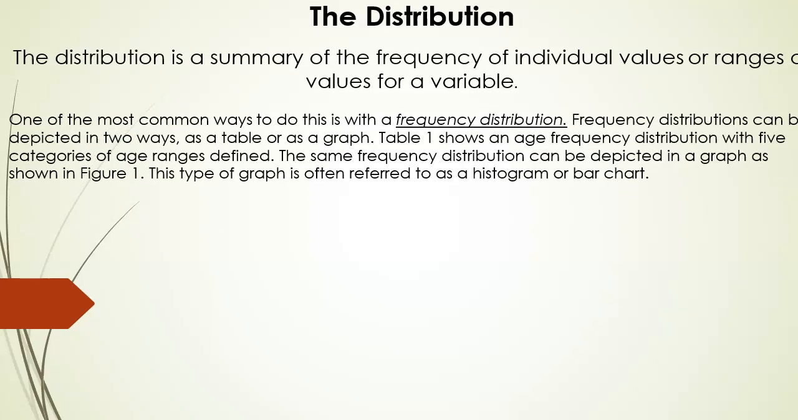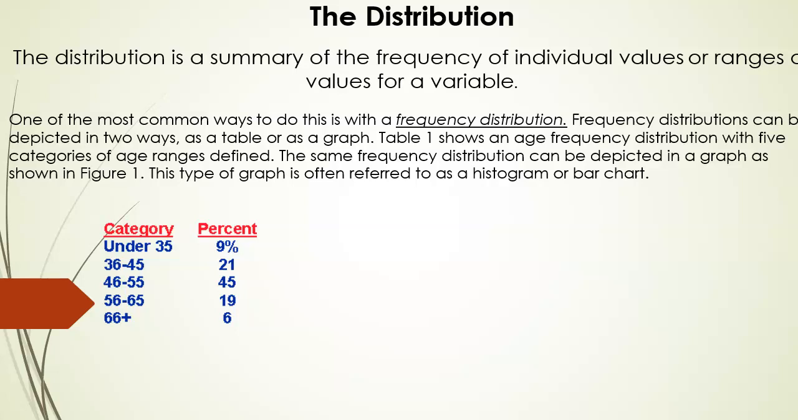So distribution. One of the most common ways to do this is with just a frequency distribution. And if you really wanted to take this the extra mile, you would actually list every single piece of data. Now, if you have a fairly large study, that's going to be pretty tedious. So we want to see if we can come up with a better way to summarize that particular frequency. Table 1 here shows an age frequency distribution with 5 categories of ages defined. So you can see it's telling us the frequency of individuals in each of these categories.